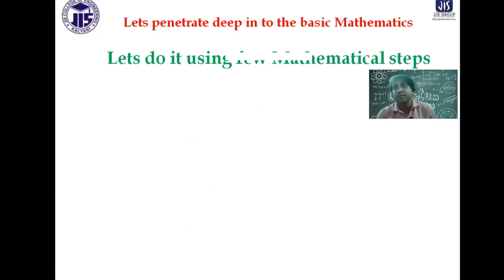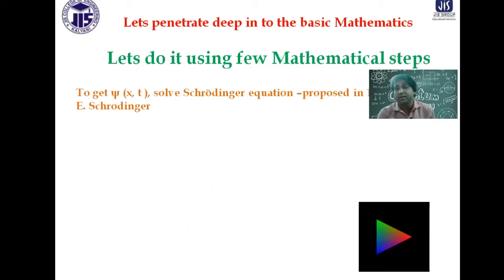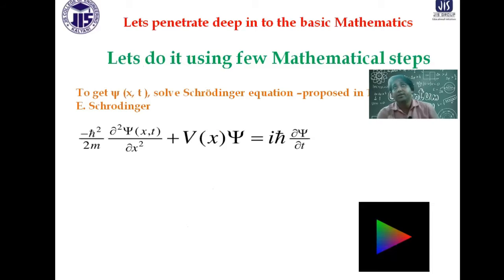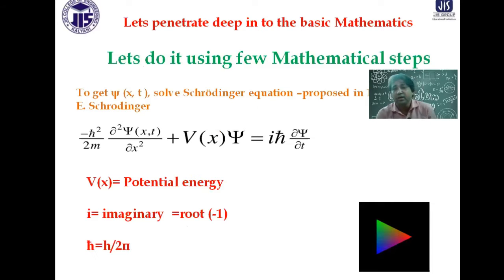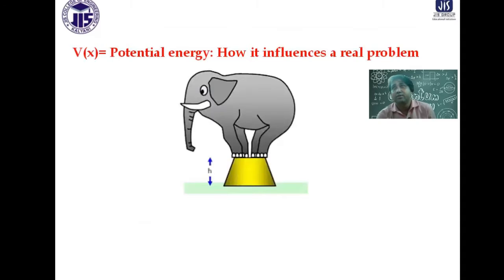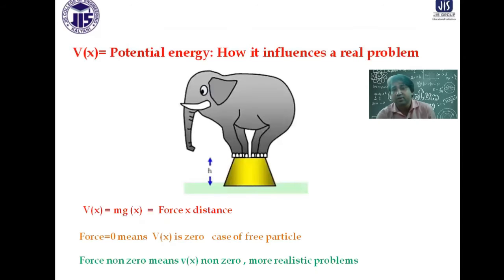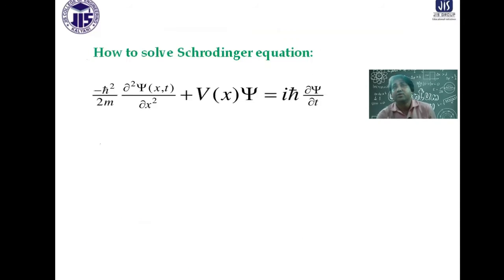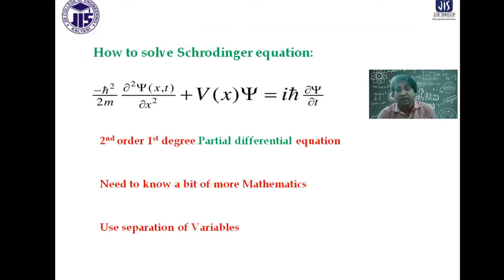Any function is obtained by solving the corresponding differential equation. In this case, psi is obtained by solving the equation of Schrodinger, where h cut means Planck constant by 2 pi, 2 is a constant, m is mass, psi is the function, V is potential energy, i is root over minus 1. From problem to problem, V will vary because V is the potential energy term. If no force is there, it will be 0. If some force is there, it will be non-zero. And it's the Schrodinger equation.